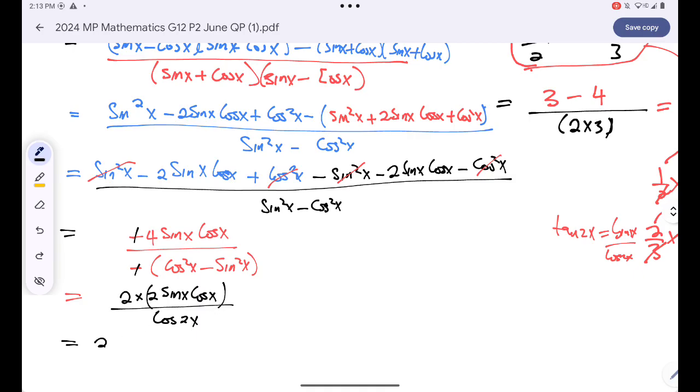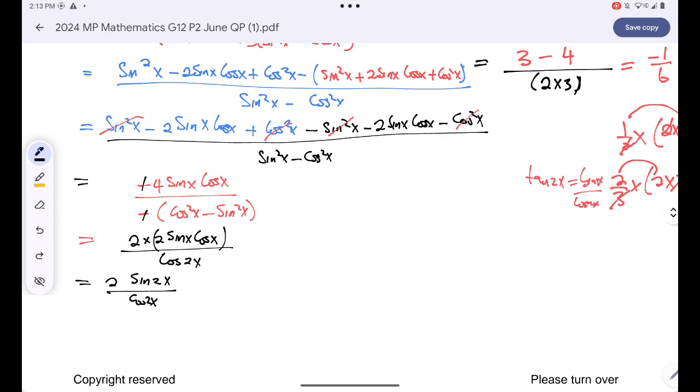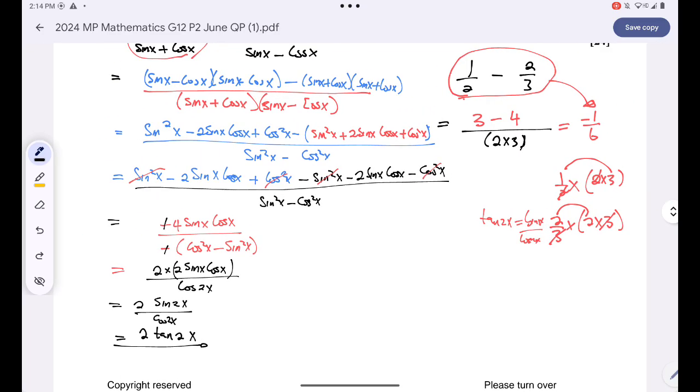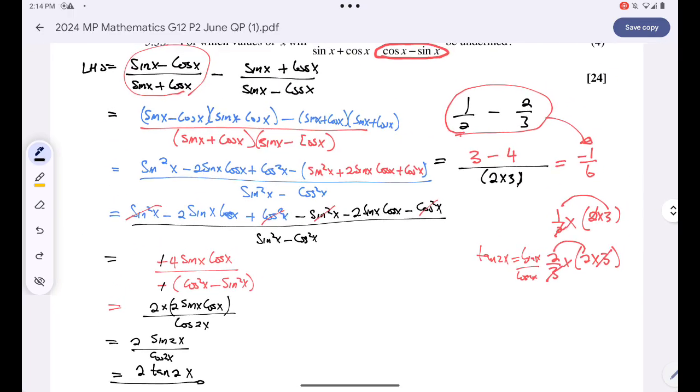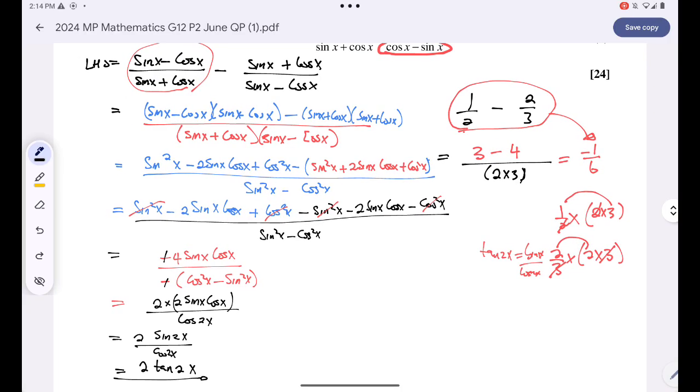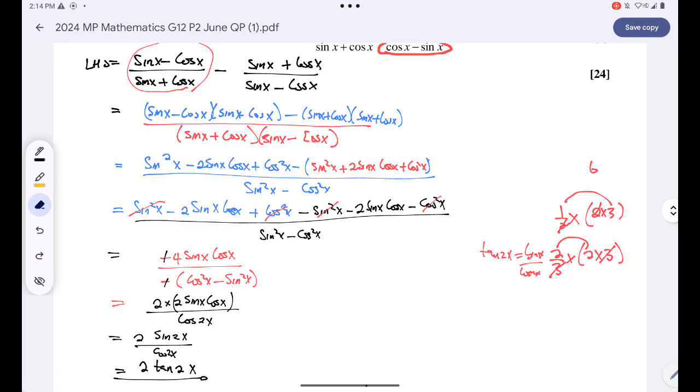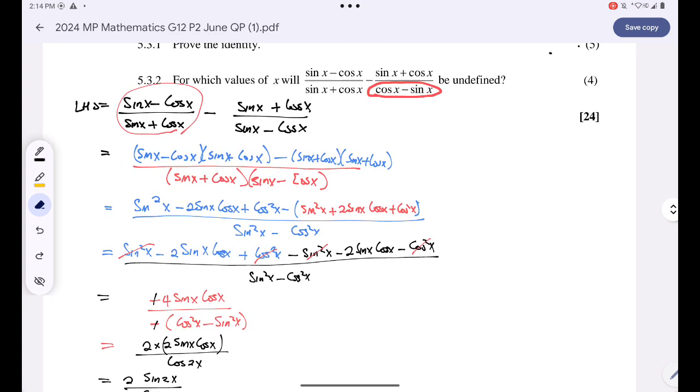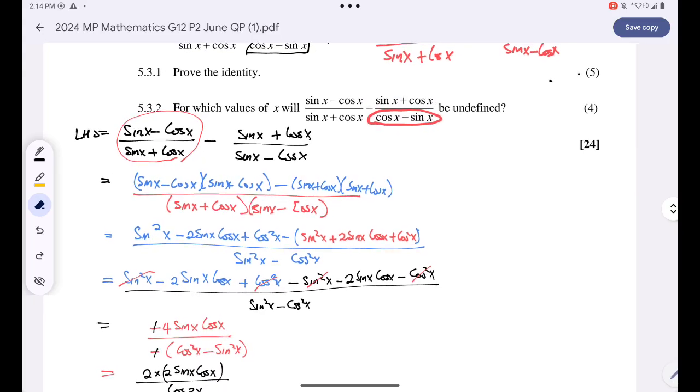This entire thing over there is just equal to sine 2x all over cos 2x, and then this is just equal to 2 tan 2x. Now I've proven that the left hand side is equal to my right hand side. Are you together? If ever, guys, with fractions, just find your LCD, multiply each and every term by your LCD, and then just keep on simplifying. You will get into your answer. So that's how we're supposed to deal with this question.